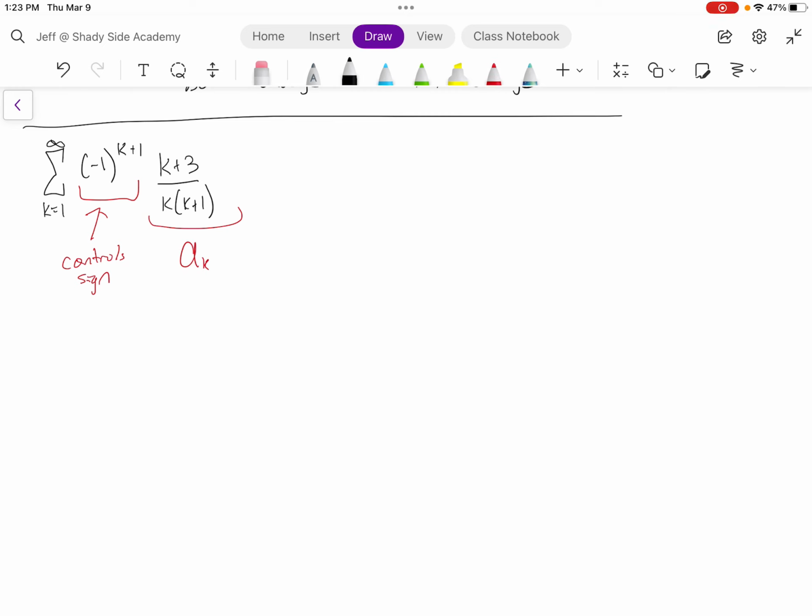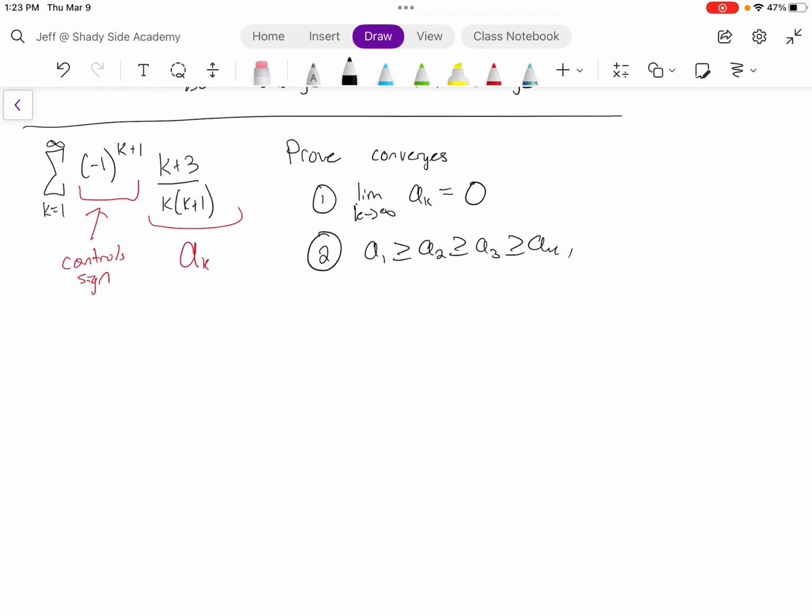And we looked at this series last week and we said, how do we prove that it converges? To prove that this thing converges, we had to show two things. We had to show that the limit as k approaches infinity of these a sub k's equals 0, and we had to show that they were decreasing, or getting no bigger at least, right?